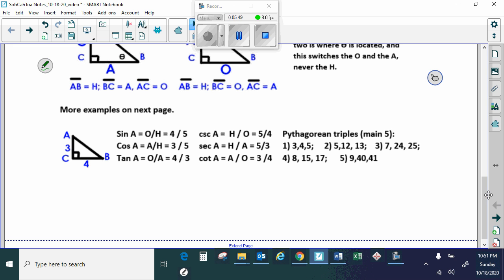Here we have side lengths of 3 and 4. I should automatically recognize that as a 3, 4, 5 Pythagorean triple. Otherwise, I'd have to use the Pythagorean theorem. So here's where we get into those who have memorized your Pythagorean triples.